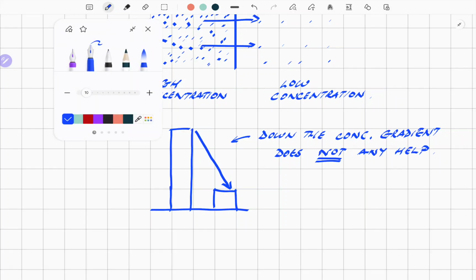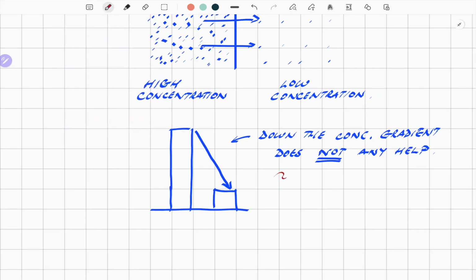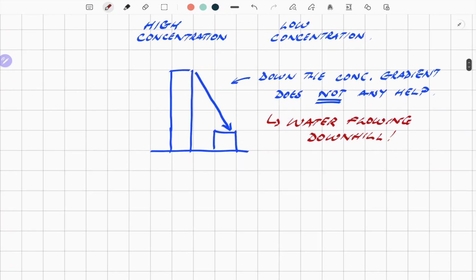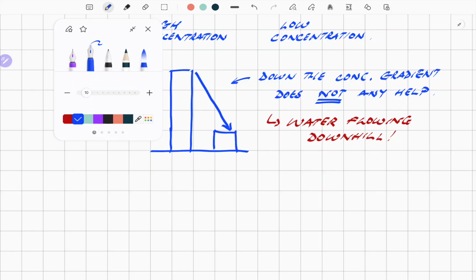And compare this like water flowing downhill. Does that make sense? It will just do it because of the gradient. Literally just flow downhill. If, on the other hand, we want to make it go against the concentration gradient, I'll give you an example of that as to why we might want to do that.